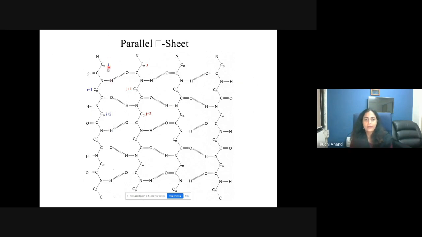If you call this I plus 1, I plus 2, you will have I to J, and also then you have I plus 1 to J plus 2 and stuff like that. But it is more like a side-by-side thing that is happening over here. And you can see that in the parallel, you'll have J, I plus 1, and so on.